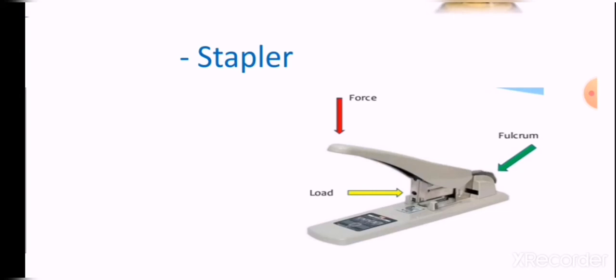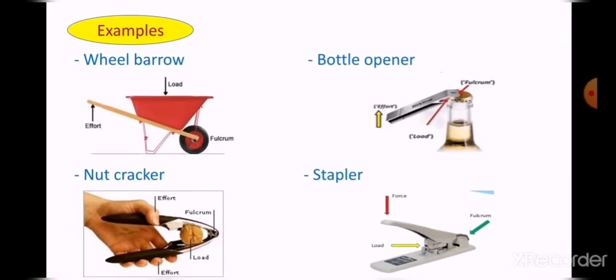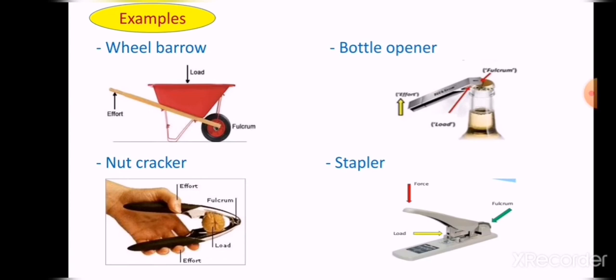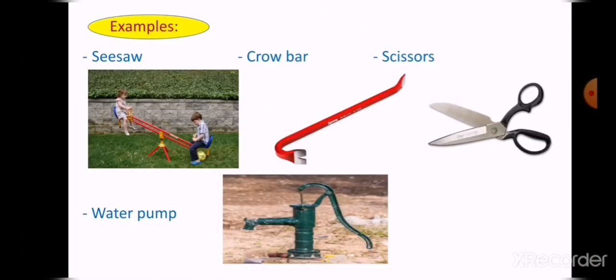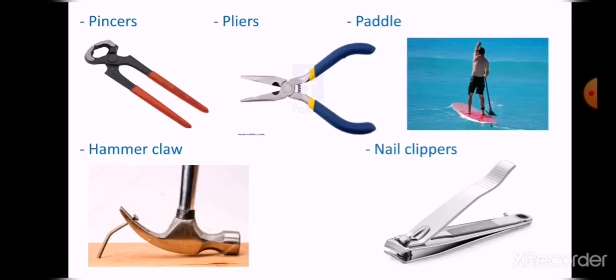So we have 4 examples of the second class lever: wheelbarrow, bottle opener, stapler, and nutcracker. They are second class levers. But the examples of first class levers are seesaw, crowbar, scissors, water pump, pincers, pliers, paddle, hammer claw, and nail clippers. So the first class levers are the most popular type of levers in our daily life.